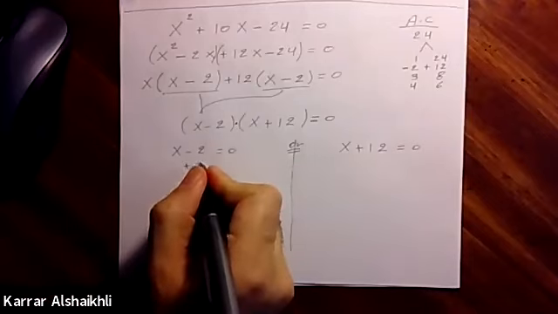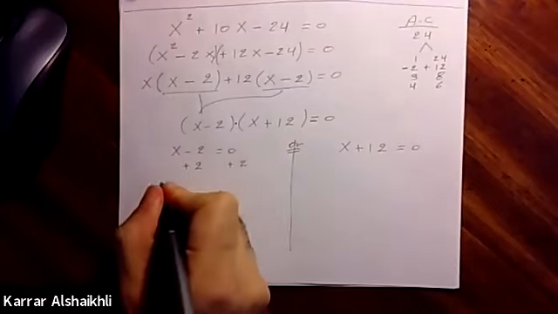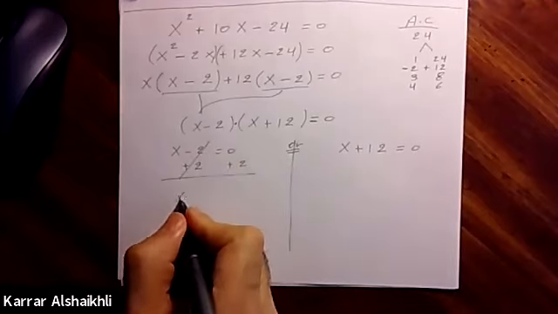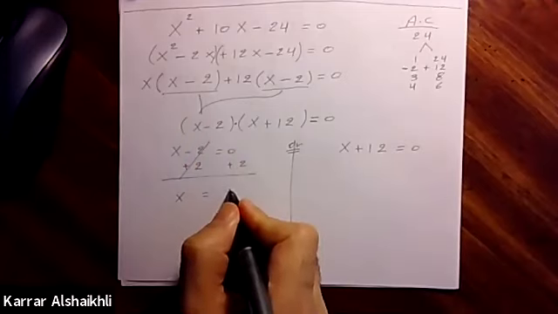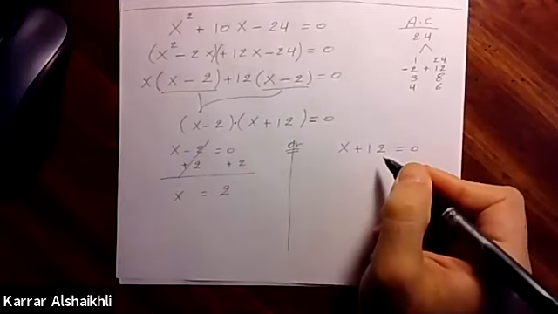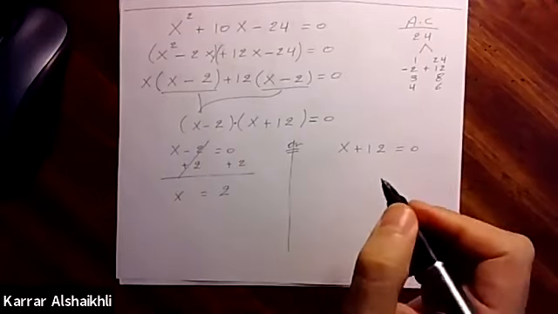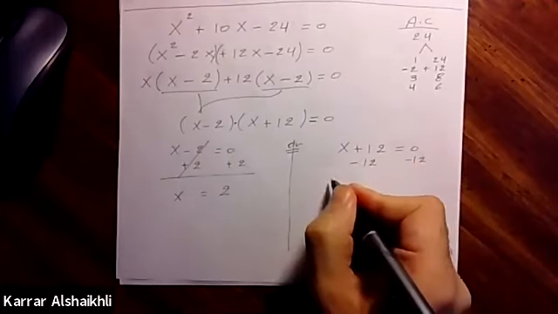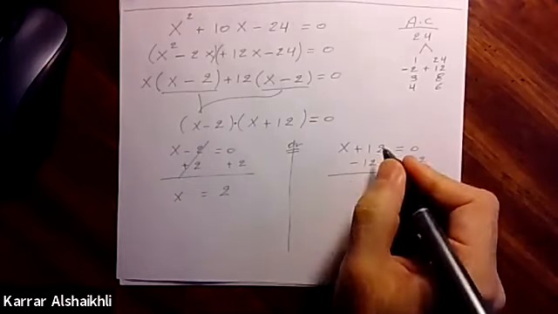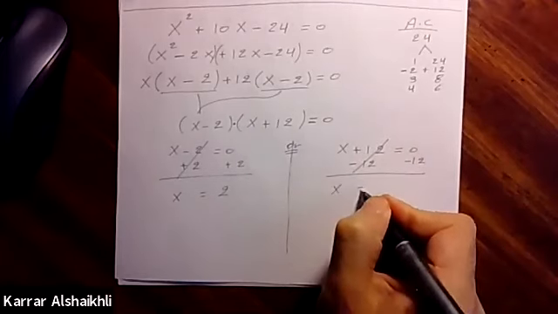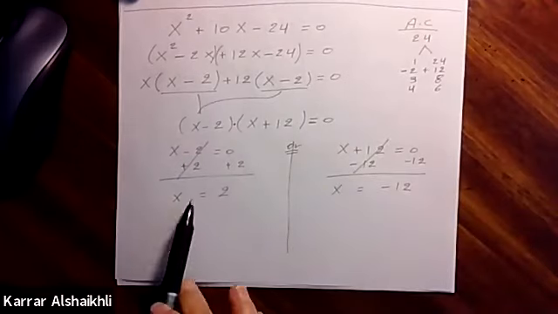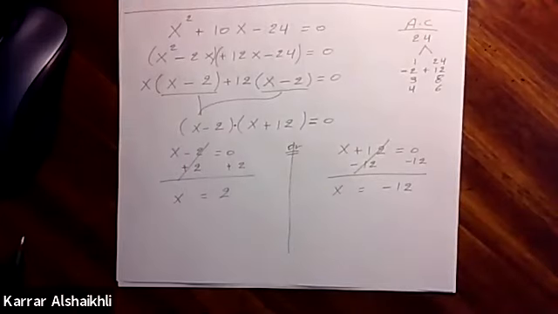Then I'm just going to solve this one and solve this one. I'm going to add 2 to both sides. Cancel these. So the leftover from the left side, x equals 2. And on the other side, I'm going to subtract 12 from both sides. So cancel these. x is going to be equal to negative 12. That means these are the 2 solutions for this example.